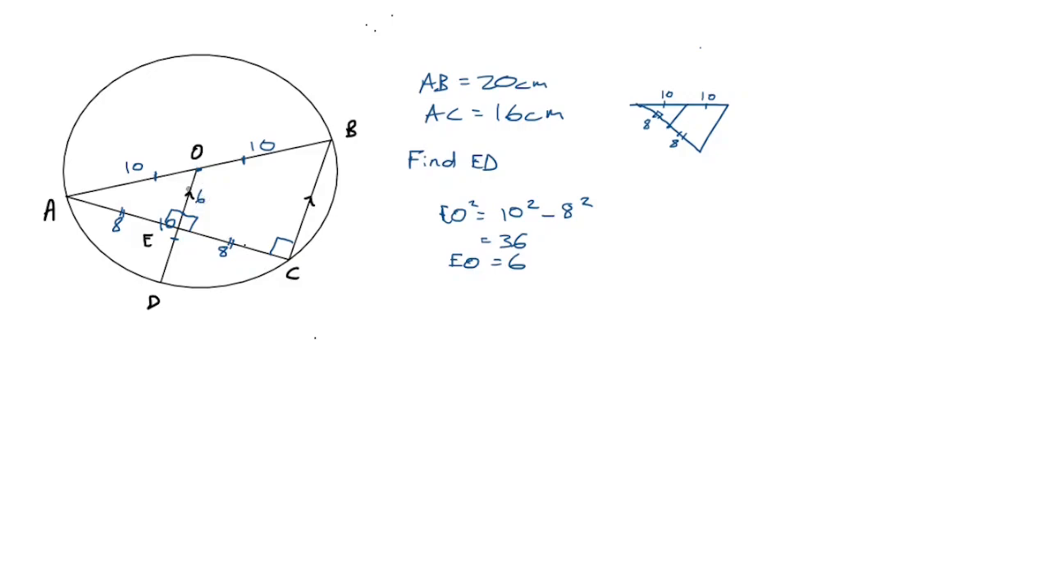And you know from the beginning that DO was a radius, so that's 10. Therefore, if the whole line is 10, I've already used up 6. Therefore, ED would simply be 10 minus 6, which is 4 centimeters. So fairly simple question, but just little aspects of flavor here and there for you.